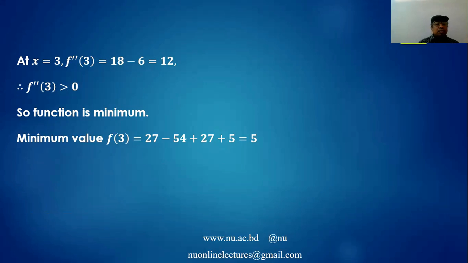So as the second derivative is greater than 0, the function should be minimum, because we know the logic. So what should be the required minimum value? To find the required minimum value, dear students, don't forget, you have to substitute x equal to 3 in the given equation.